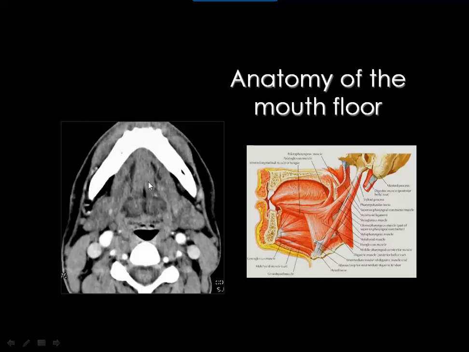It lies in the mouth floor. This is the genioglossus muscle. It is attached to the base of the tongue posteriorly, and anteriorly it is attached to the back of the mandible. The genioglossus muscle, or GG, is separated from the opposite GG by this very important midline fatty septum or fat plane.